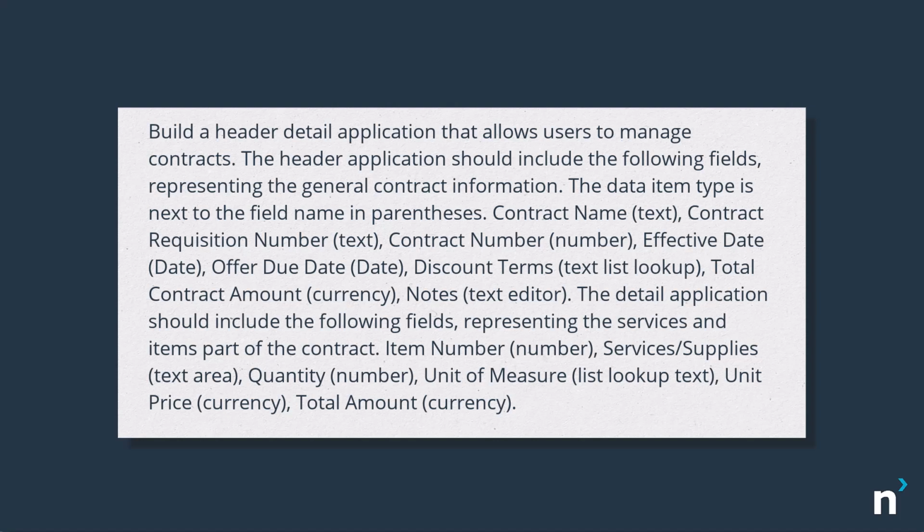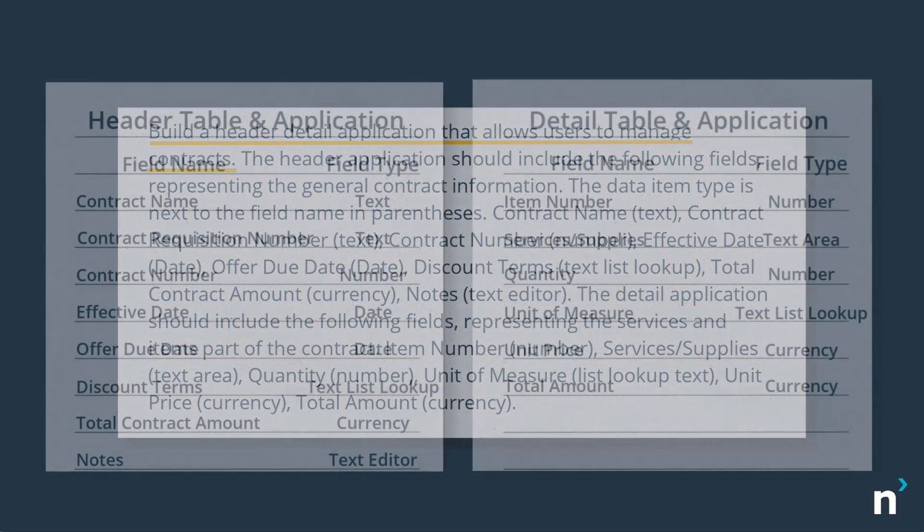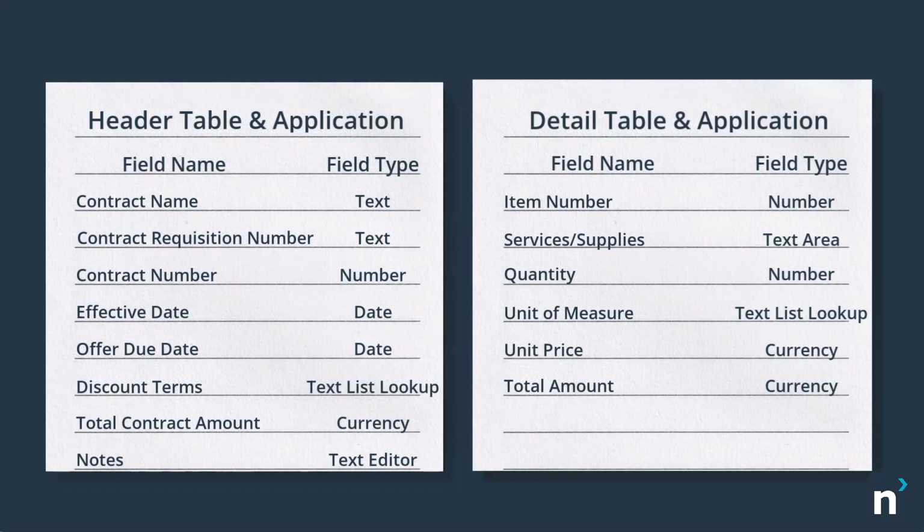This is the specific prompt. The prompt begins with Build a header detail application and outlines what we want the application to do. The prompt names each field and specifies the field type. In this example, our prompt specifies 8 header fields and 6 detail fields.